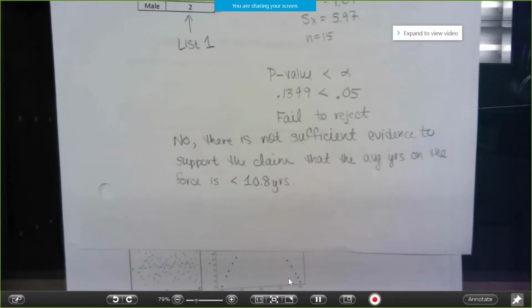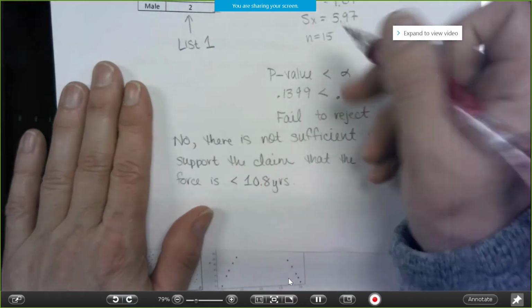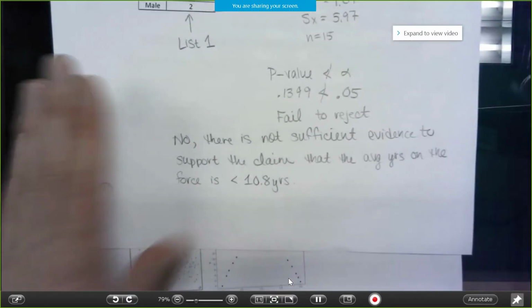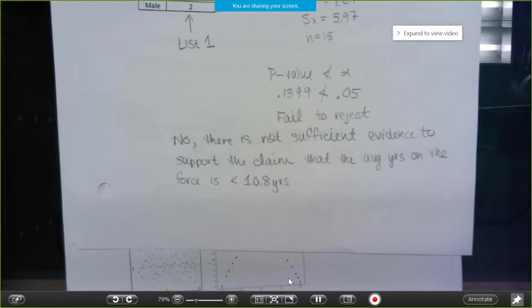Oh, the p-value is, I meant to say, I said it, but I didn't write it right. It's not less than alpha, right? The p-value is greater than alpha.